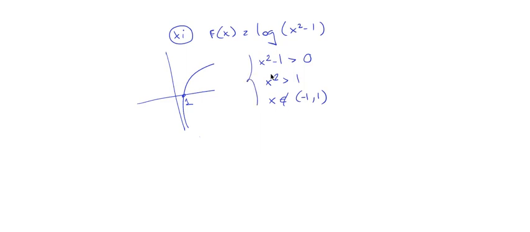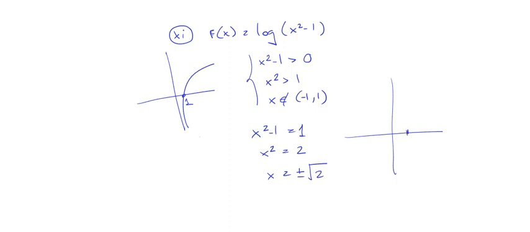Okay, and it will touch the x-axis whenever this is equal to 1. So this is equal to 1 whenever x squared is equal to 2, so whenever x is plus minus square root of 2. So when you have this is 1 and this is minus 1, so for instance, this is square root of 2, and this is minus square root of 2. And so this thing.